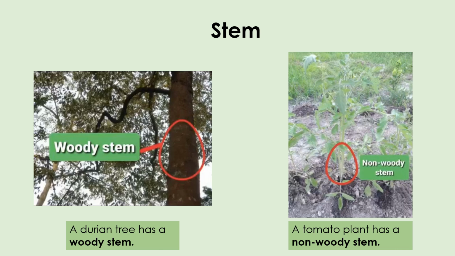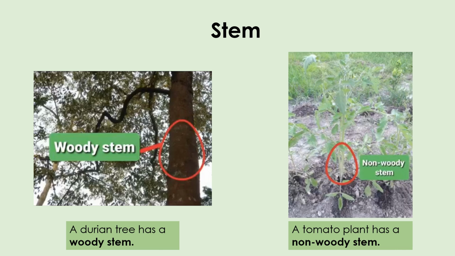Now look at the stem. There are 2 types of stems. There are woody stem and non-woody stem. A durian tree has a woody stem. Look at the picture. This is durian tree. Durian tree has a woody stem. The stem is stronger than the non-woody stem.